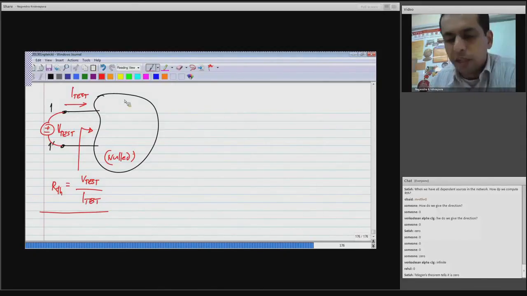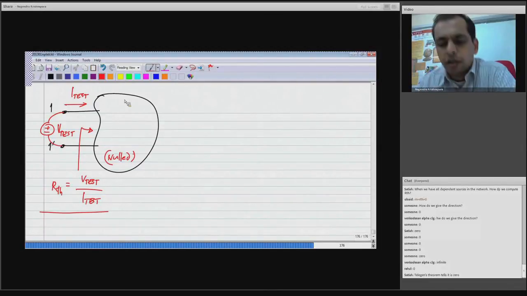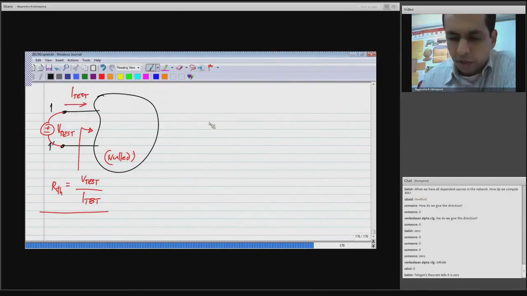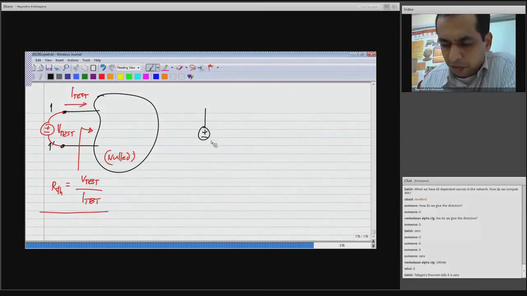Now this is true whether you have dependent sources or not. When you have resistors only, sometimes you may be able to use the formula for series or parallel combination of resistors. But in general, even with resistors, this is the method to use. Okay. So let me take a very simple example again.